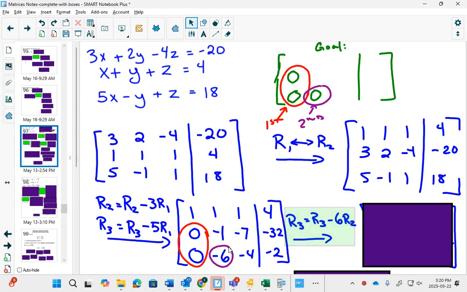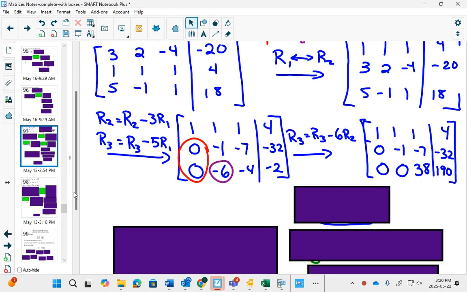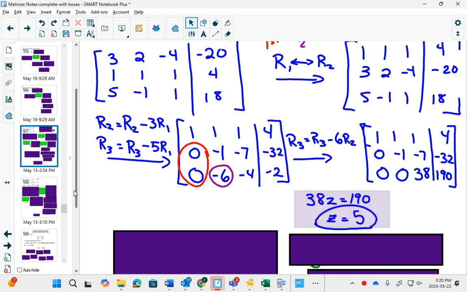So my next one I'm going to say, well, I'll take row 3 and subtract 6 row 2s. That'll get a 0 there. Row 1 and row 2 are not going to change then. And sometimes we get big numbers. I'm like, oh my goodness, 38z equals 190. 38 z's have to equal 190. But when I actually solve for it, it's not too bad. z is equal to 5.